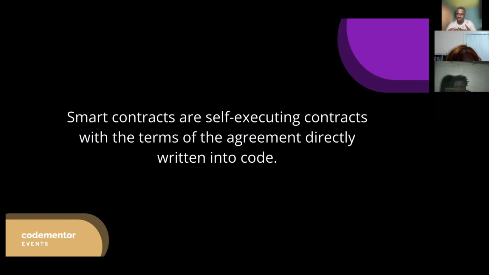Well, before we answer that question, just a very quick overview of what smart contracts actually are. Smart contracts are self-executing code that executes when a certain condition is met. They are self-executing contracts that have been programmed to execute once a condition is met. And there are so many use cases.